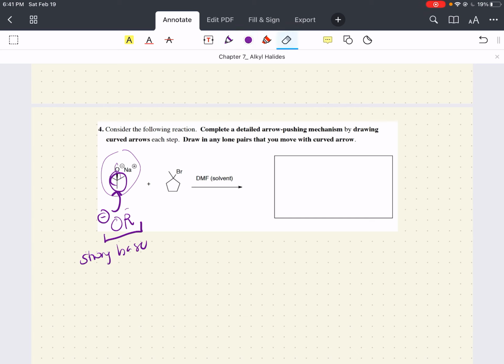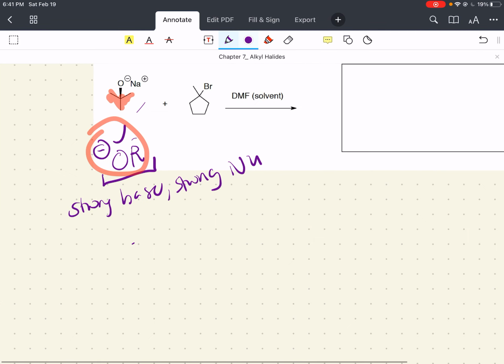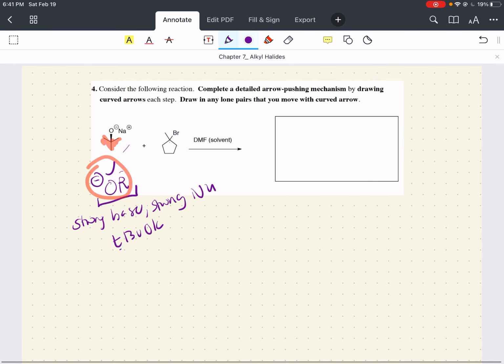You might be thrown off because they've actually drawn your R group here. It's not arbitrary, but anything with an O and some R group here is of this form which you are familiar with in your table. This is a strong base, strong nucleophile. This is actually tert-butoxide, that's the name for this. Now our alpha carbon here is tertiary. This is the recipe for an E2 reaction and only an E2 reaction.